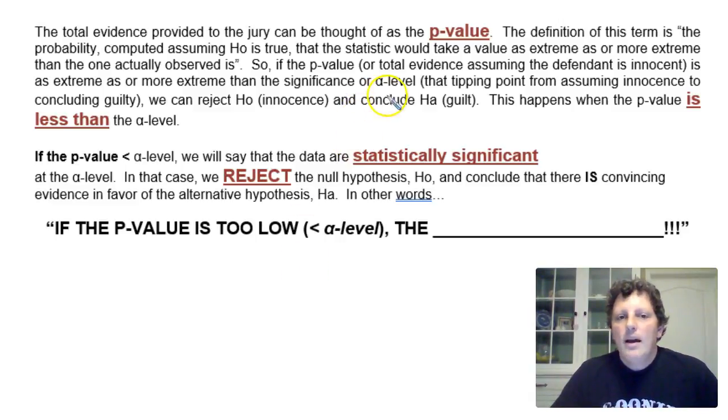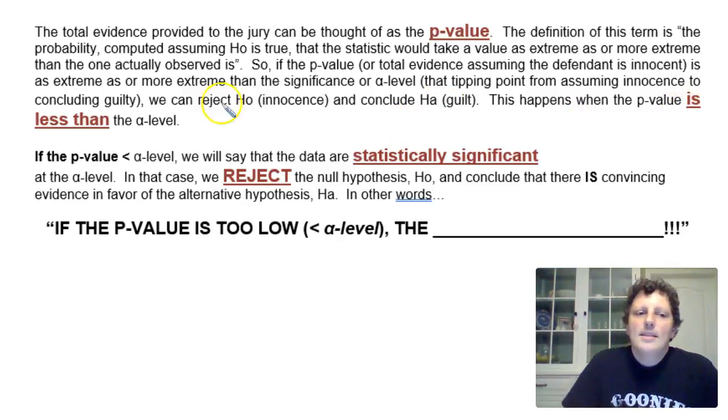So if the p-value, or this evidence, assuming that the defendant is innocent, is as extreme or more extreme than the significance or alpha level, that tipping point that we've talked about, then we can reject the null hypothesis and conclude the alternative is likely true, that the person is guilty. This happens when the p-value is less than the alpha level.